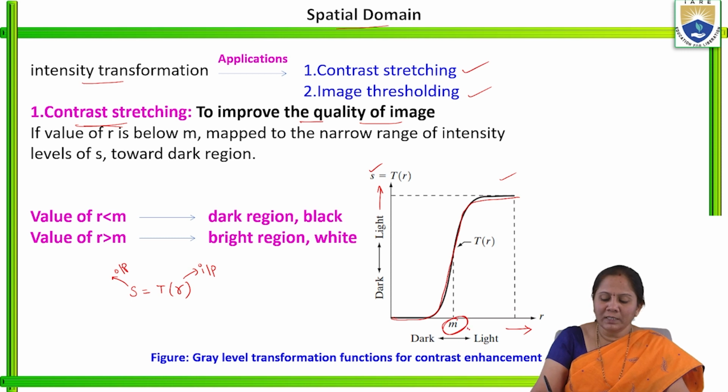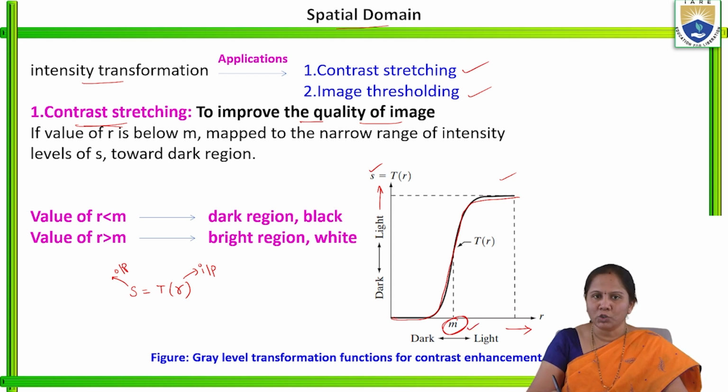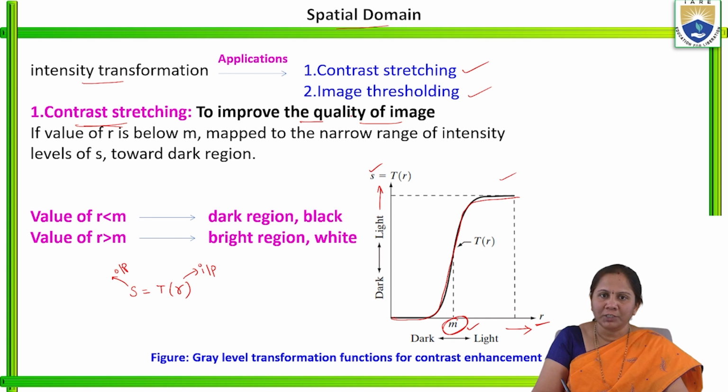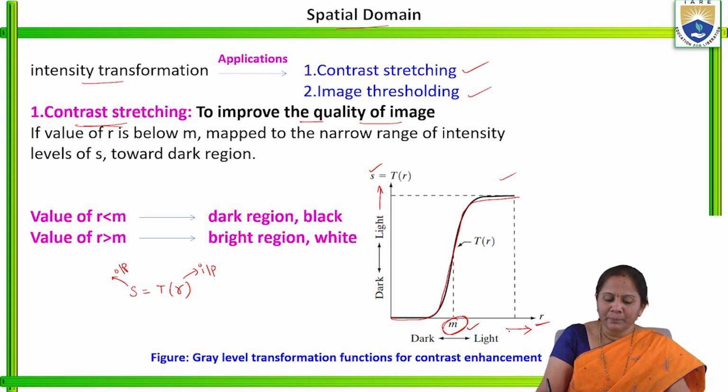Okay. So considering here, M is called the threshold value. This value of M may be greater than R, or the value of M may be less than R. If the value of M is greater than R, and if the value of M is less than R, how will the intensity in the image change? If you see here, in case of R less than M, this is the value of R. All these are the values of R.